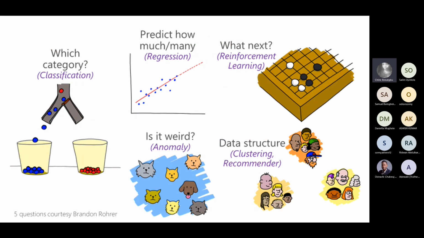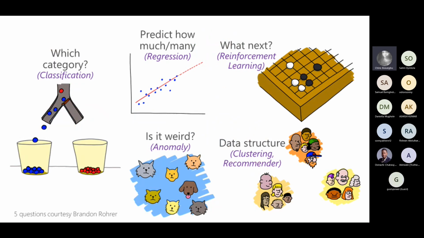So this goes into what questions the AI can answer. There are 5 basic questions AI can answer. For this particular event, our goal is to classify the breed of dog. So it answers the first question, which category. For the cells we just did, it classifies them into healthy cells or diseased cells.